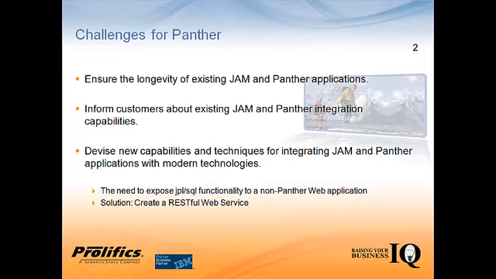If you already have a JAM or Panther application, you may want to expose some of its functionality to a non-Panther web application. For example, you might use a Panther application's JPL procedure that searches for a part or other item in your inventory. You can expose this functionality as a RESTful web service that can be seamlessly integrated into your non-Panther web application for processing orders. I'm going to show you how you can do that.